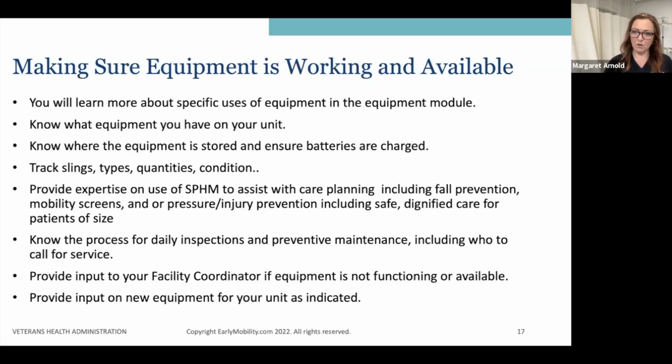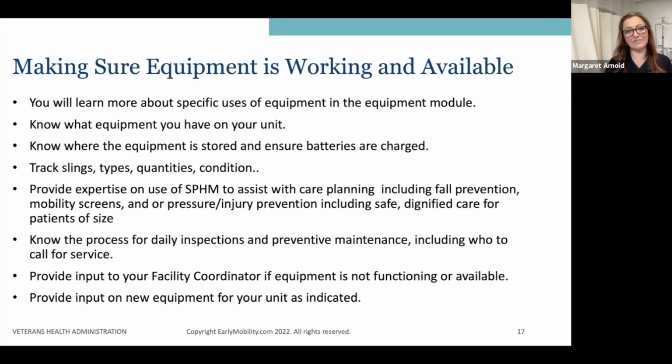Make sure equipment is working and available. You will learn more about specific uses of equipment in the lift and sling module. But again, know what equipment you have and how to use it, where it's stored, where the batteries are. Know how to tell if your batteries are charged, and make sure that you have a process for charging your batteries. Track your slings. Take inventory of the types, the quantities, and the condition.